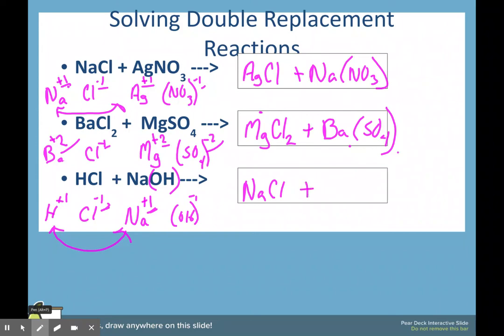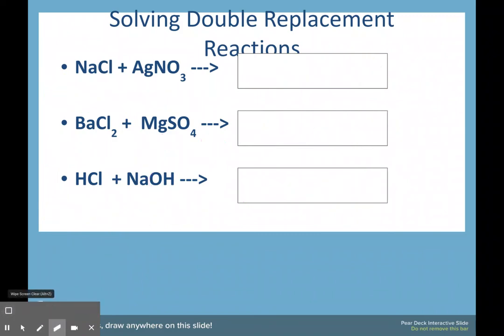Plus our hydrogen with our OH, and that's a 1-to-1. And you can leave it like this, or if you notice HOH, we said earlier, is another way to write H2O. Either way that you want to write that is fine. So these are double replacement reactions.